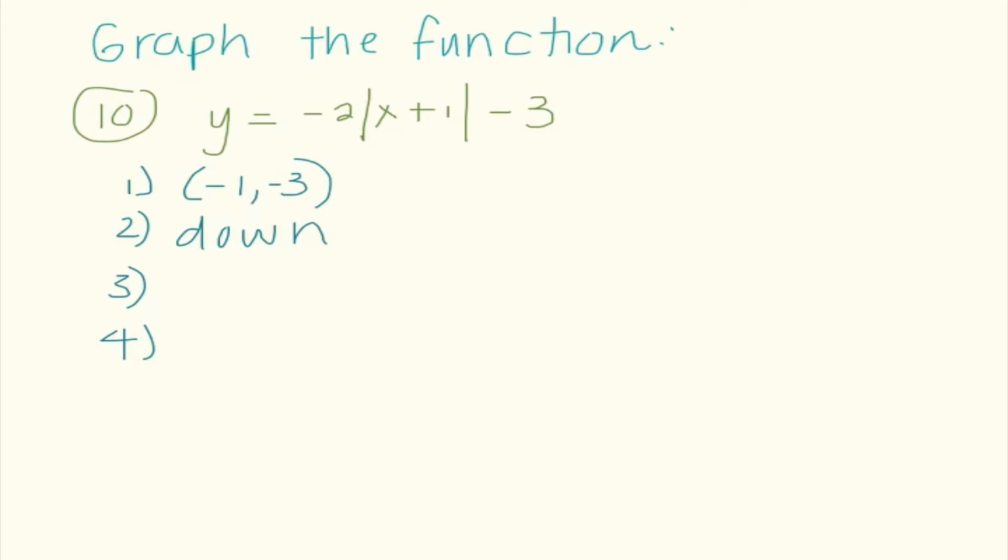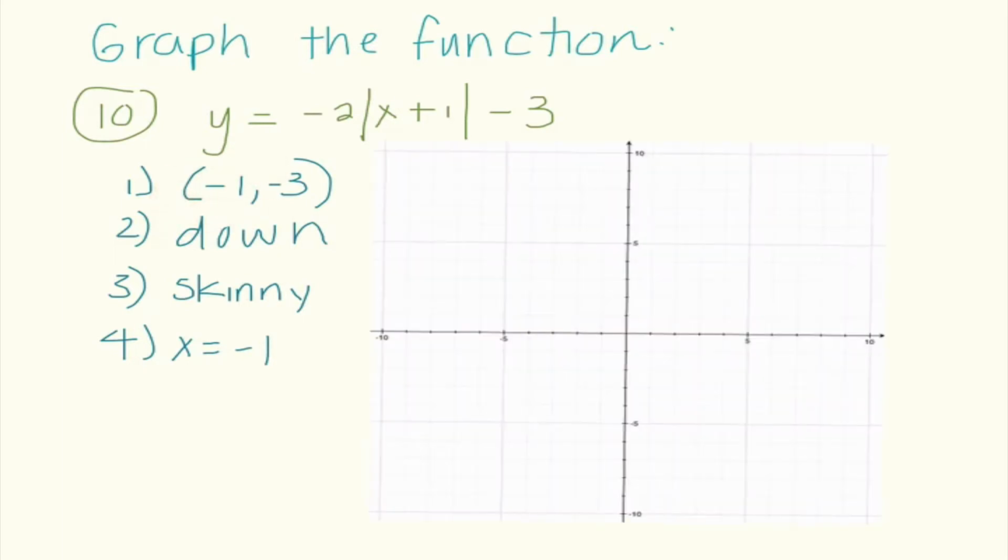Next, we figure out, is it fatty, skinny, or normal? And this one is actually skinny because of this -2. Remember, it's skinny if the absolute value is greater than 1. It's fatty if we have a fatty fraction, so that means the absolute value is less than 1. And it's normal if the absolute value is equal to 1. Finally, my line of symmetry or axis of symmetry is always x equals whatever the x value in our vertex is. So I'm going to go ahead and put a point at -1, -3.